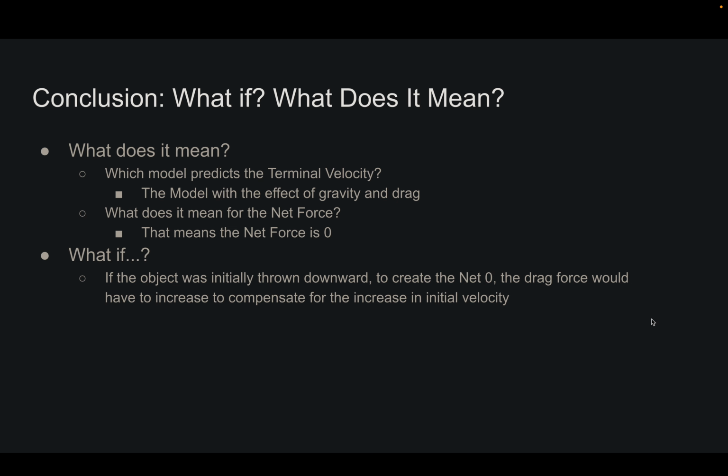So what does it mean? Which model predicts the terminal velocity? I believe that the model with the effect of gravity and the drag is what predicts the terminal velocity, because terminal velocity means that the net force is 0, and so if the object was initially thrown downwards instead of dropped from rest, to create the net zero, the drag force would have to increase to compensate for the increase in initial velocity, and that would be the difference.